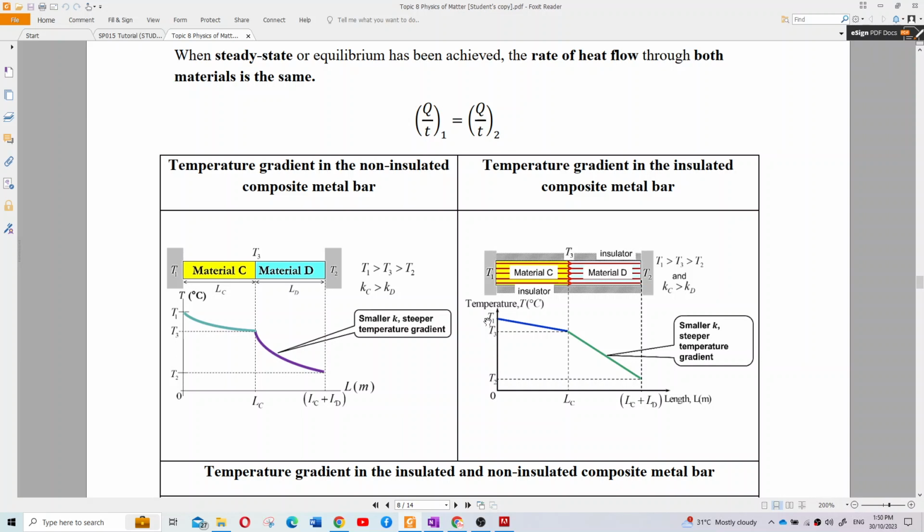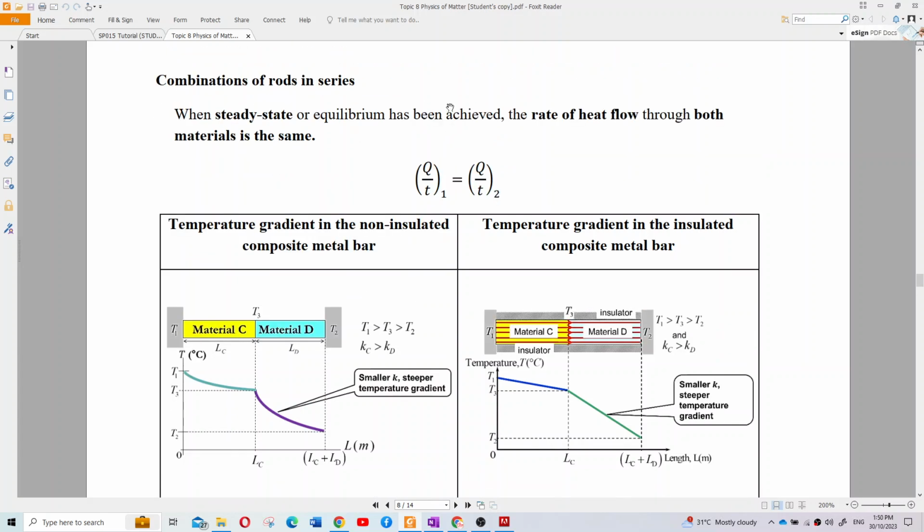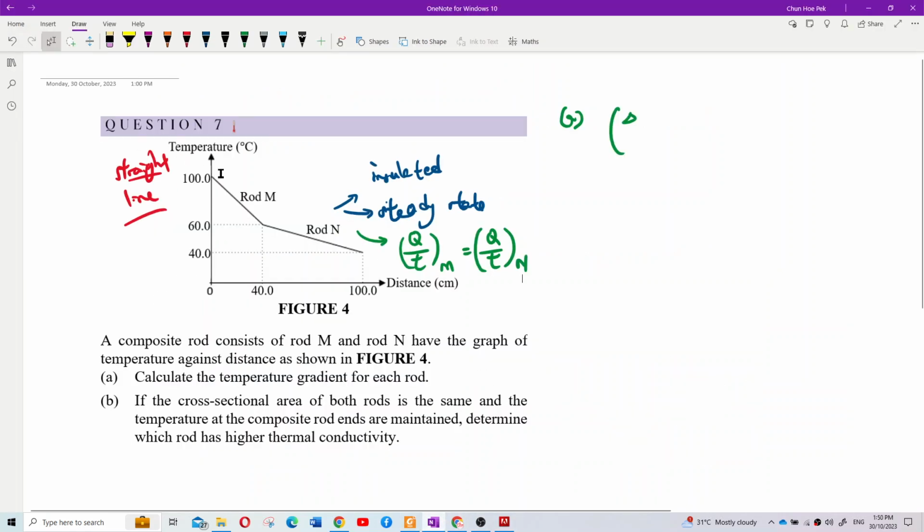Okay. If a straight line means insulated, the rate of heat flow can achieve steady state. The rate of heat flow for both materials is the same. If non-insulated, you cannot. The rate of heat flow for number 1 is more than the rate of heat flow for number 2. That's for non-insulated. But if, like question 7, he said this is a straight line graph, a straight line graph must be insulated. Achieve steady state. That's the first thing you must know.